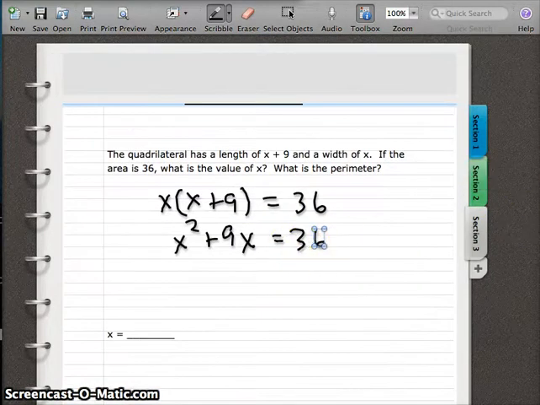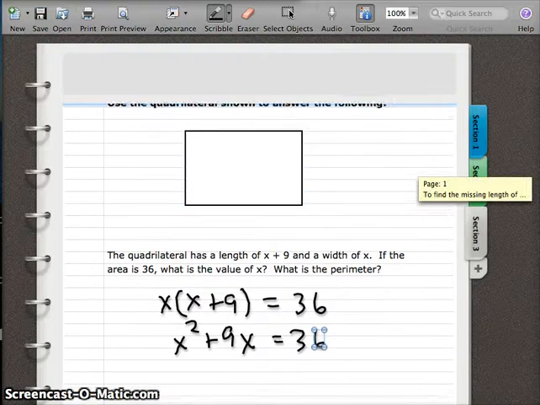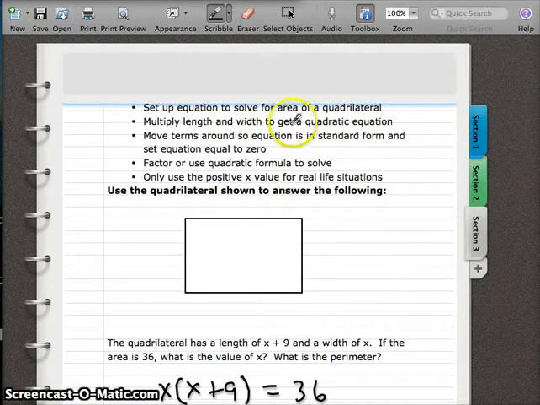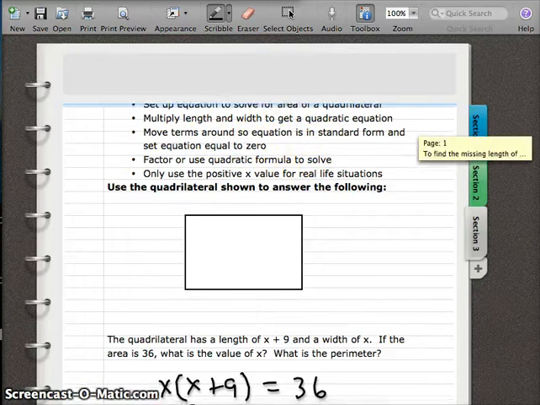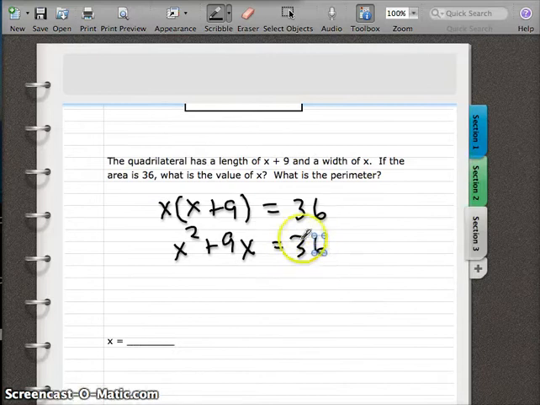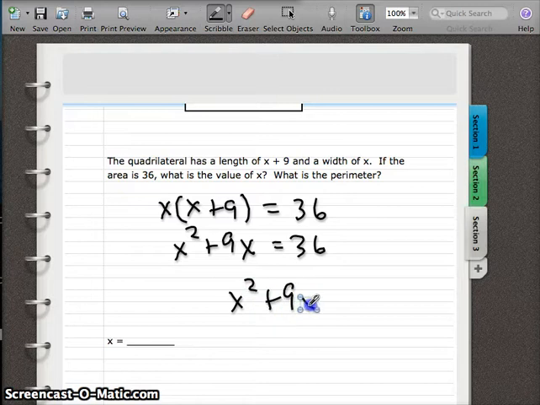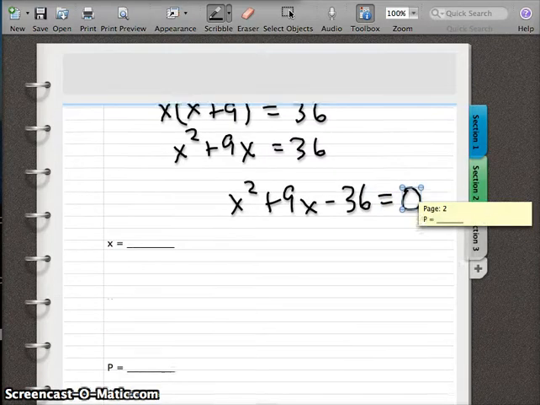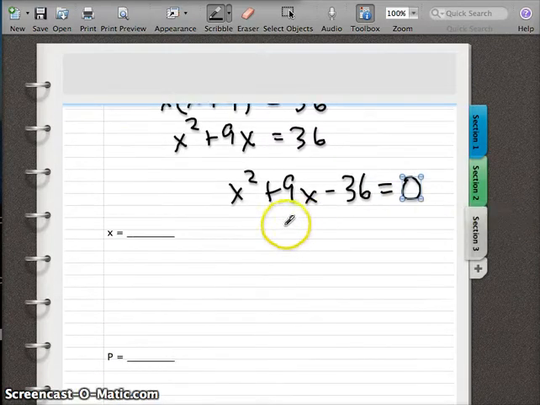But we always want to put it into standard form. So keep following the directions up here. Move terms around so that the equation is in standard form and set it equal to 0. And then we can use our quadratic formula to solve. So to get this value over to where c should be, we need to subtract it from both sides. So we get x squared plus 9x minus 36. And there's nothing left on the right side, so we set it equal to 0. Now use your quadratic formula.